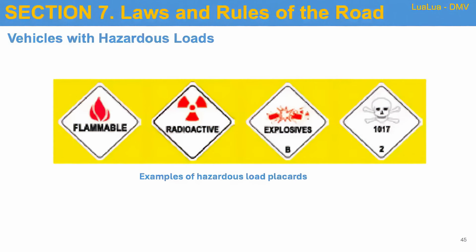Vehicles with hazardous loads. A diamond-shaped sign on a truck means that the truck's load may be dangerous: gas, explosives, etc. Vehicles with these signs must stop before crossing railroad tracks.